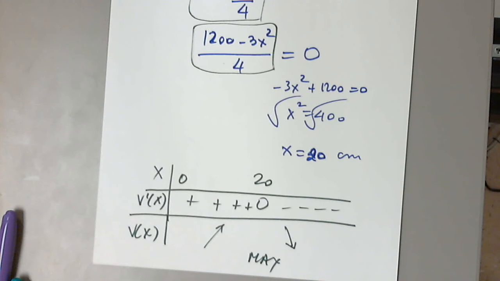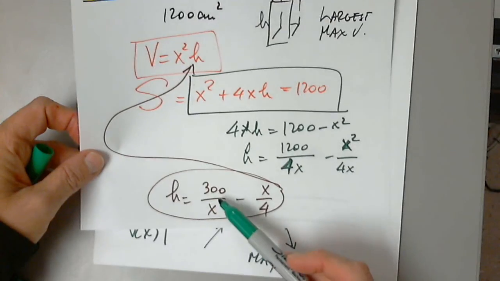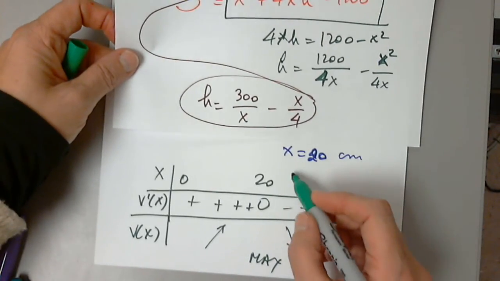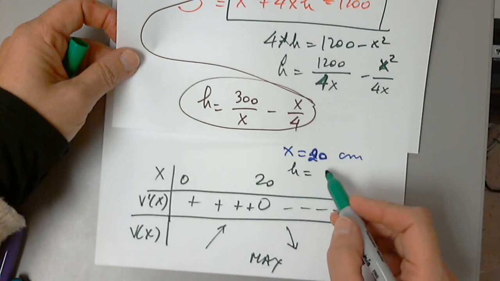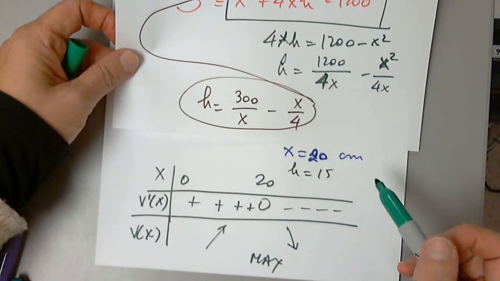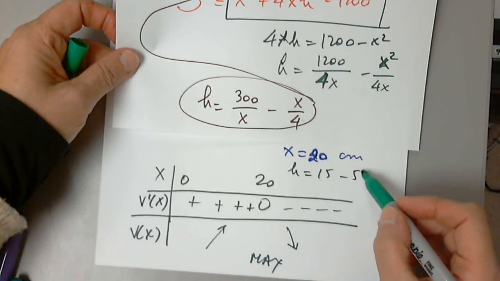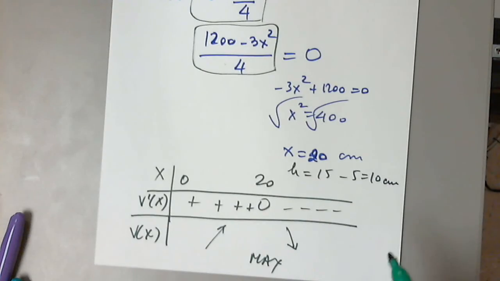We're asked to find the measure of the side of the square and the height, of course. So where is my height? Okay, here it is. So 300 over 20. That's 15. I'm sorry. Don't trust me tonight, I'm telling you. So 20 over 4 is 5, so this is 10 centimeters. So the side of the square is 20, and the height is 10 for a maximum volume for this box. Okay, any questions on this?